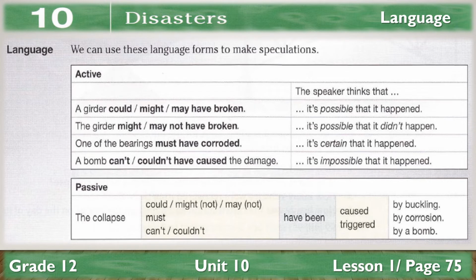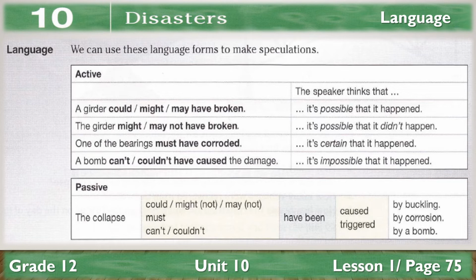Dear students, in your course book, page 75, you will find a summary of all what we have just discussed. As you can see, you have two tables. In the first one, all the sentences are in the active and they have their meanings to the right. For example, could, might, may have broken means it's possible that it broke. Might, may not have broken means it is possible that it didn't break.